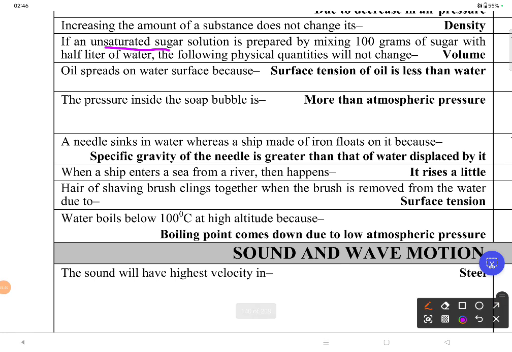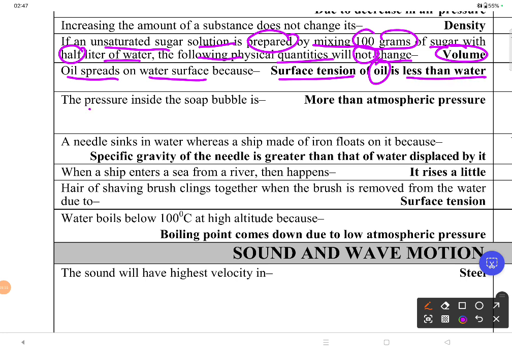If an unsaturated sugar solution is prepared by mixing 100 grams of sugar with half liter of water, the following physical quantities will not change: volume. Oil spreads on water surface because surface tension of oil is less than water. The pressure inside the soap bubble is more than atmospheric pressure.